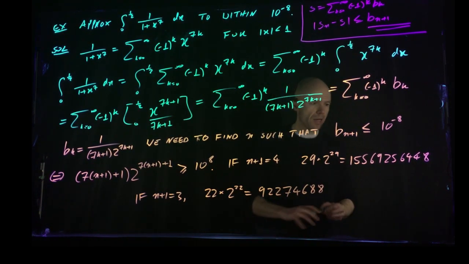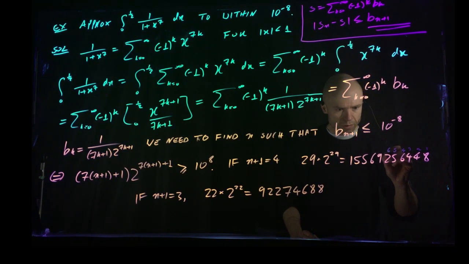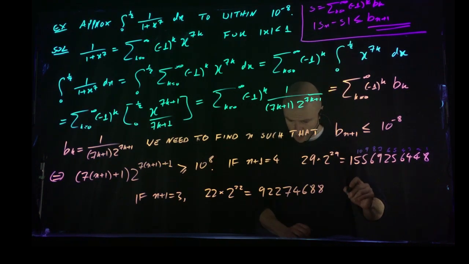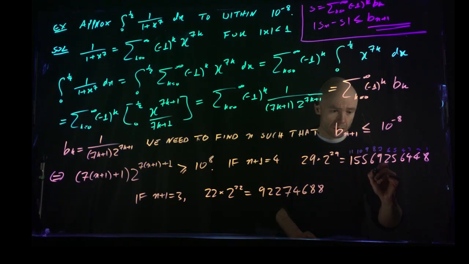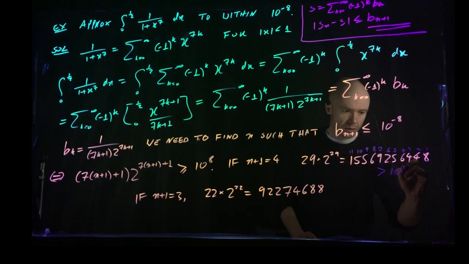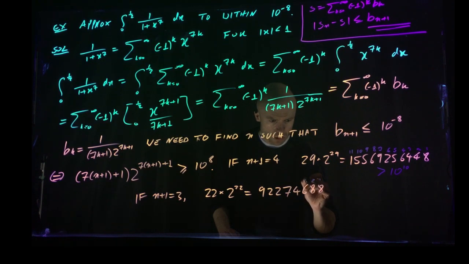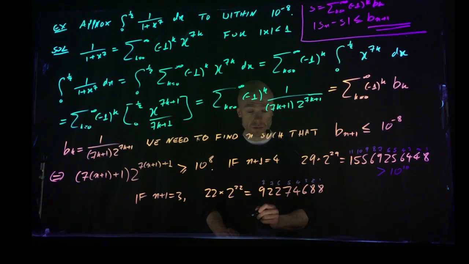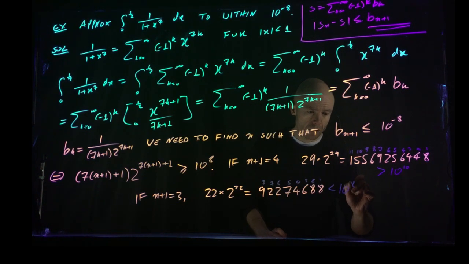So let's count up how many terms we have. We have 1, 2, 3, 4, 5, 6, 7, 8, 9, 10, 11 terms right here. Okay. So this is definitely bigger than 10 to the 10. Right? How many terms do we have here? We have 1, 2, 3, 4, 5, 6, 7, 8. So this thing is less, therefore, than 10 to the 8.